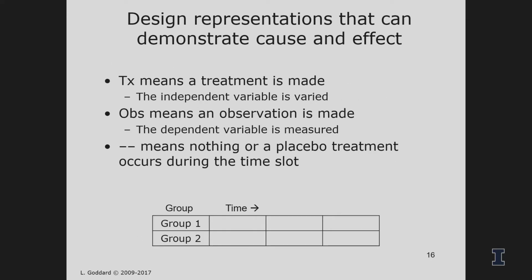So TX means the treatment is made, which means that we're varying the independent variable. So the thing that's under our control, the X variable, we're adjusting it. Double dash means that we're doing nothing in that time slot, so we're doing a placebo or we're doing nothing. And OBS means that we're making an observation, which means that we're measuring the Y variable. We're measuring the response variable. So treatment, we're controlling the X variable. OBS, we're measuring the Y variable or the response.